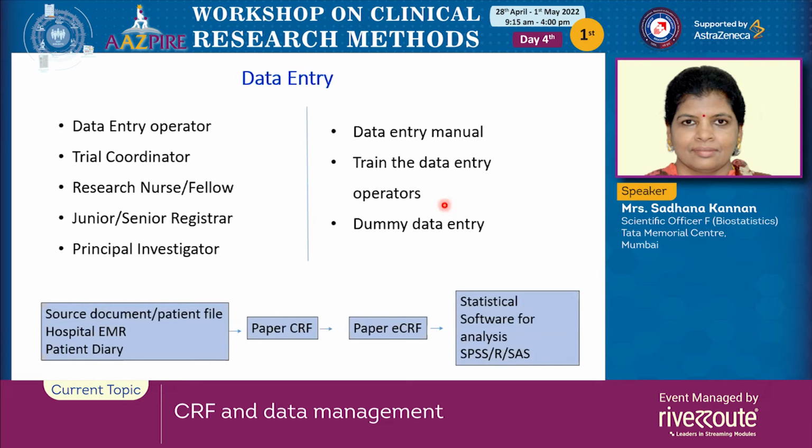So the flow is like this. You have a source document or a patient file, your hospital EMR, or a patient diary, all this. From there, you are transferring to a paper CRF. From there, it goes to an eCRF, and then it moves to the analysis part. That is, it is getting exported to any statistical software like R or SAS. So you have to be very careful in entering the data, because whatever goes in will go in for the analysis also.